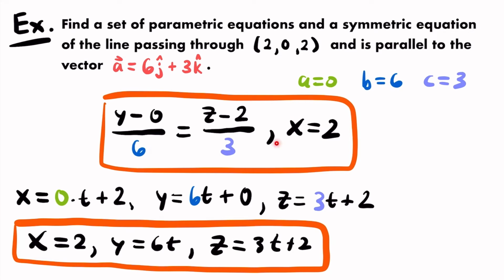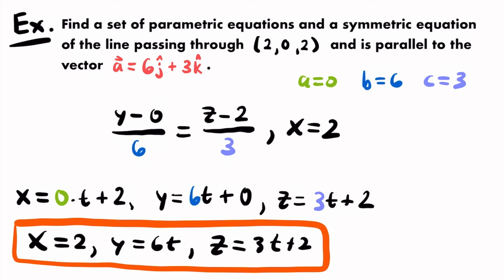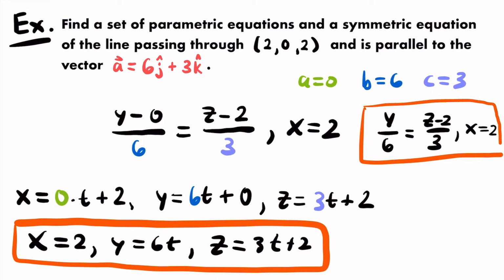Okay, and so that's what the symmetric equation will look like in this case. But actually, we could simplify it a little bit more because we do have y minus 0 divided by 6. And so I'm just going to rewrite this again. Y minus 0 is y, so this would become y divided by 6 is equal to z minus 2 divided by 3, and then we'll have comma x equals 2. All right, so that would be the final form, or the simplified form, of the symmetric equation for this line. Okay, and so that's it for this example. Let's take a look at a different one.